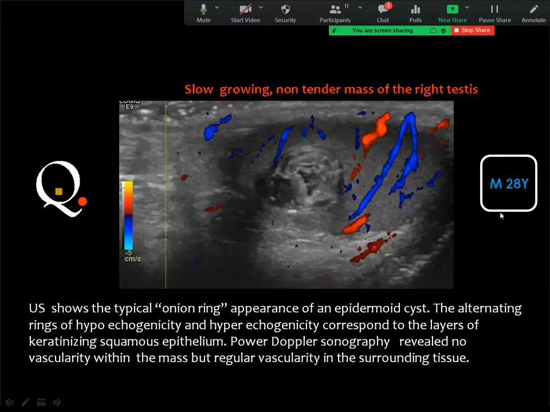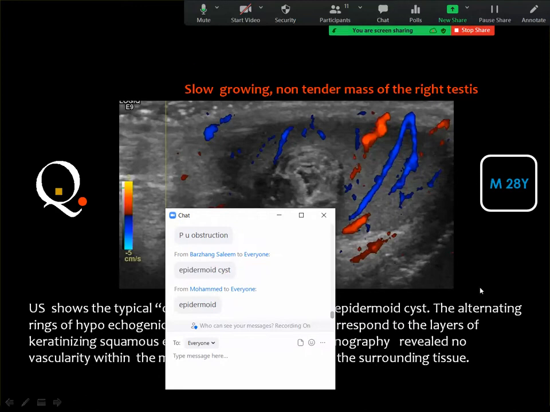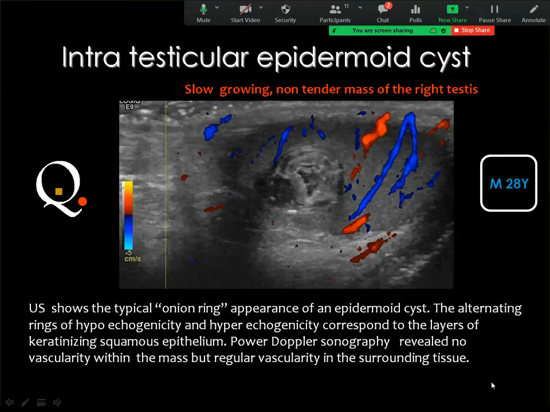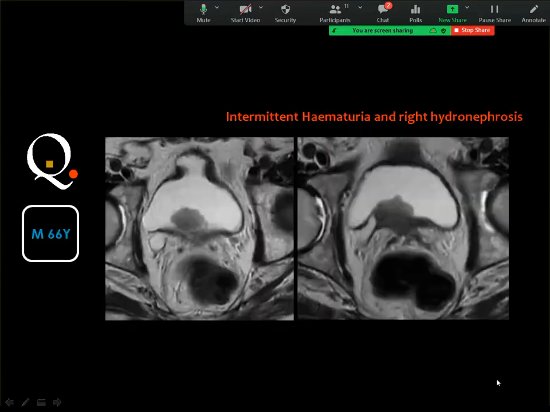Now, yes, and this is an ultrasound of the testis, and you got the answer already shown in the words below the image, and this is the classic appearance of an epidermoid cyst with the characteristic whorly appearance, and classically this lesion is not painful and not tender and is not vascular as well, with the very characteristic onion ring appearance. This is a classic intratesticular epidermoid cyst.